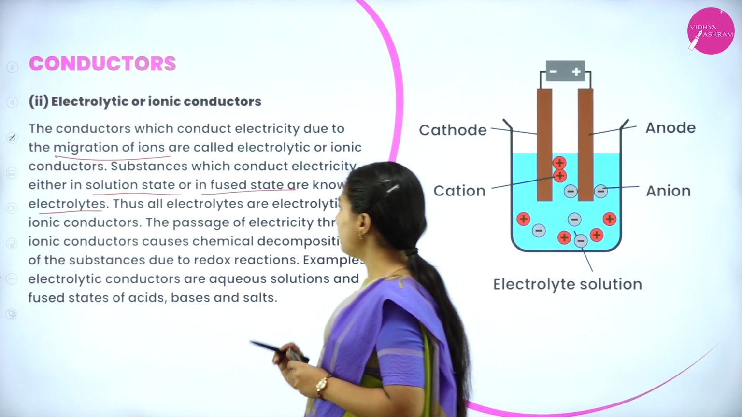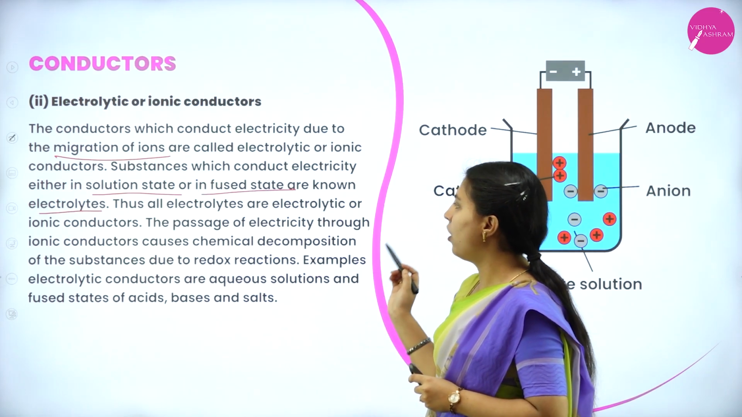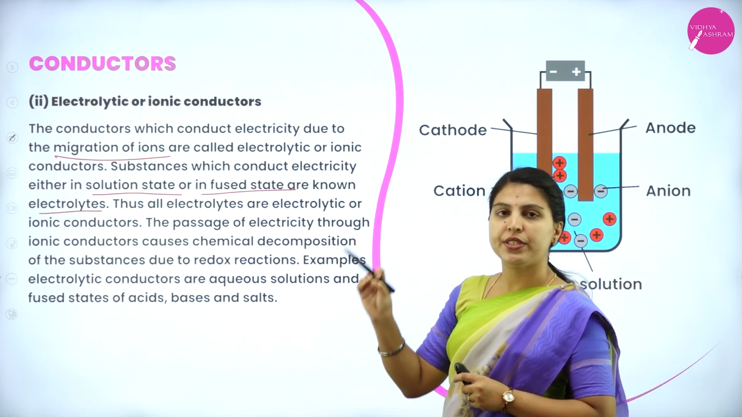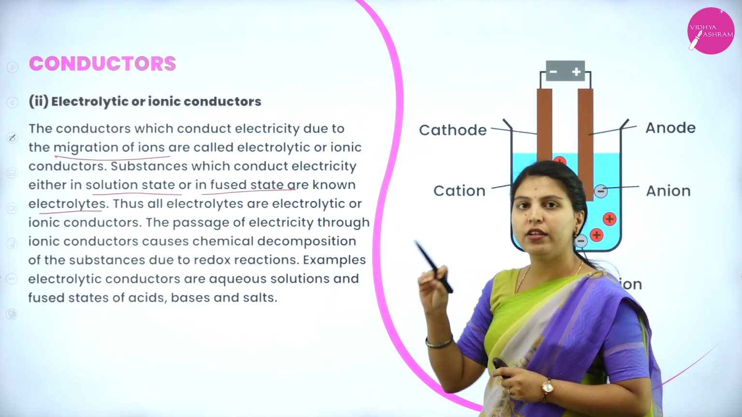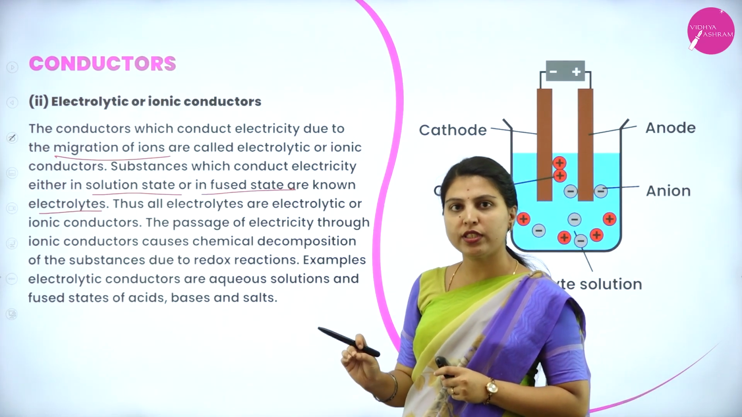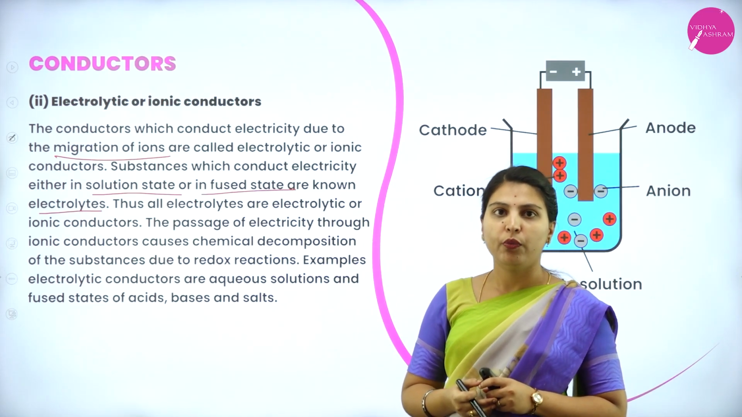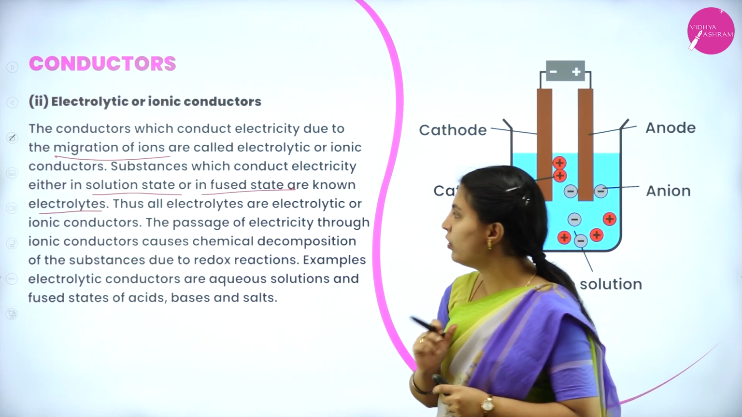Thus all electrolytes are electrolytic or ionic conductors. Whichever substances conduct electricity in a solution state or in a fused state are called electrolytes. All ionic conductors are considered electrolytes.